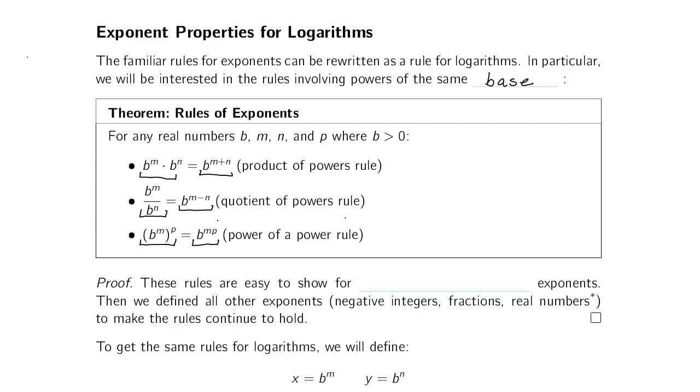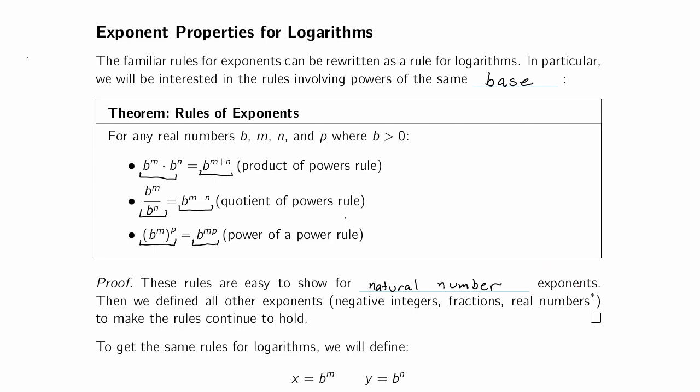These are all familiar rules, and they're easy to show for natural number exponents. For the natural number exponents 1, 2, 3, 4, 5, we just showed these by writing them out as repeated multiplication and counting. And then as we defined the rest of the exponents, negative integers, fractions, real numbers, 0, we explicitly defined them to make these rules continue to hold. So these rules hold for all of the exponents.